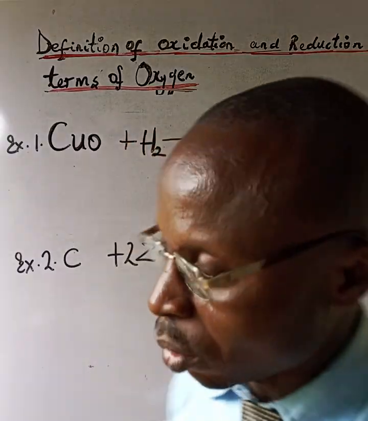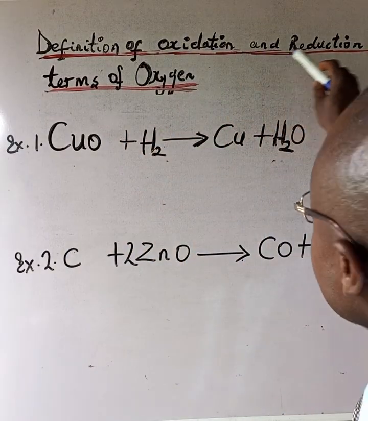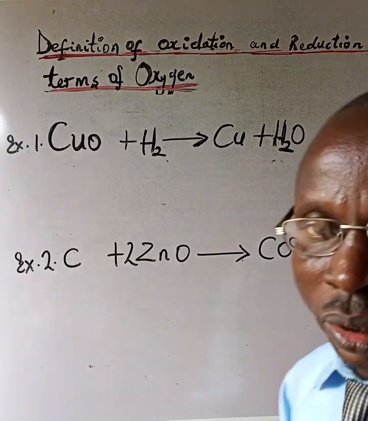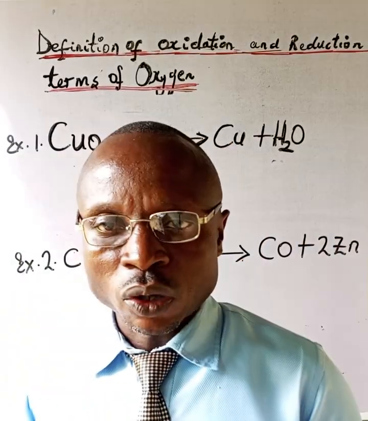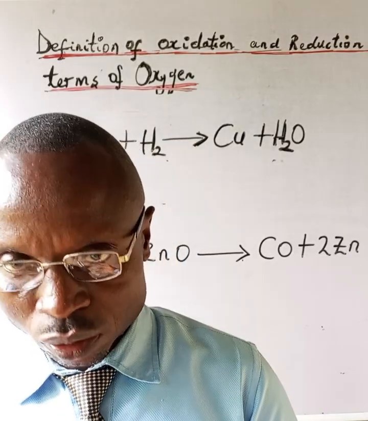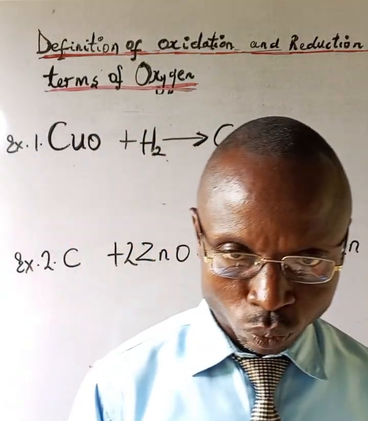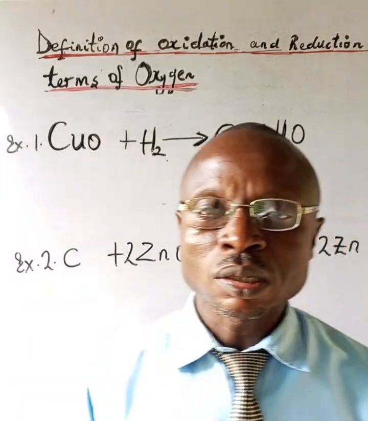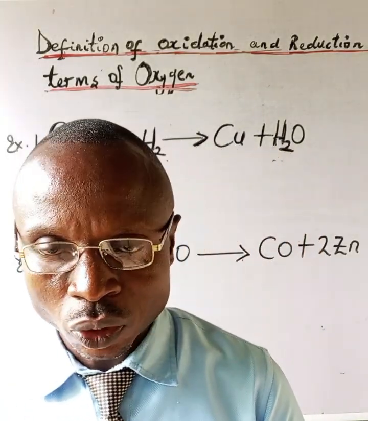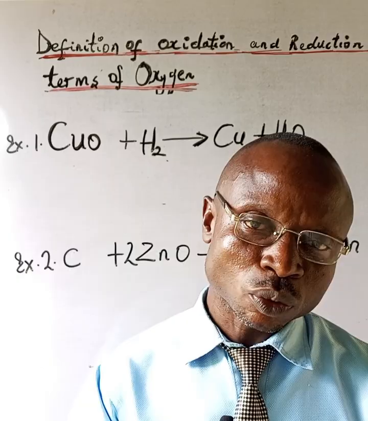So here on the board we have the definition of oxidation and reduction in terms of oxygen. What is oxidation in terms of oxygen? Oxidation means addition of oxygen to a substance. And what is reduction? Reduction is the removal of oxygen from a substance. Oxidation and reduction put together, we call it a redox reaction.